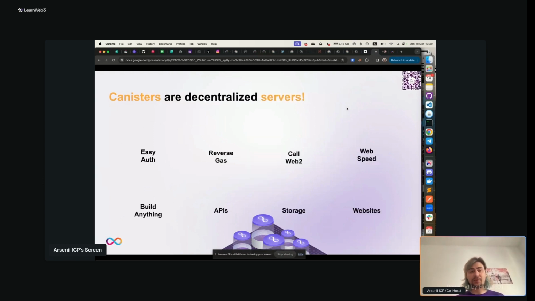A canister is much closer to a decentralized service. It allows you to do a few things like reverse gas, paying gas for users, which allows users who don't have native tokens to interact with the canister. Easy auth without a native identity protocol, make HTTPS requests, run a full Turing-complete computation, provide a REST API, and of course use storage and host your own websites. The size of a canister allows you to store a full website on chain.